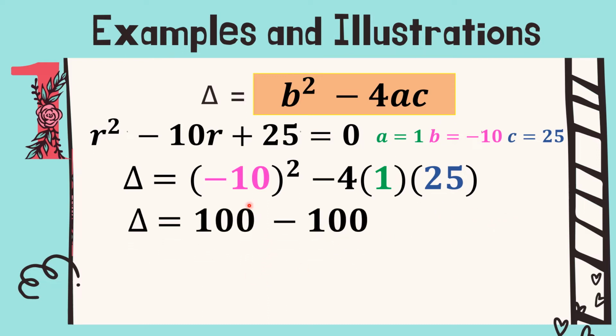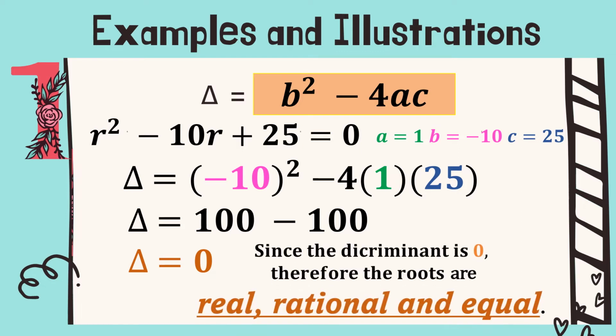Simplify, negative 10 squared is equal to 100. Negative 4 times 1 is equal to negative 4. Negative 4 times 25 is equal to negative 100. Then 100 minus 100 is equal to 0. So the discriminant value of quadratic equation 1 is equal to 0. Since the discriminant is equal to 0, therefore the roots are real, rational, and equal.